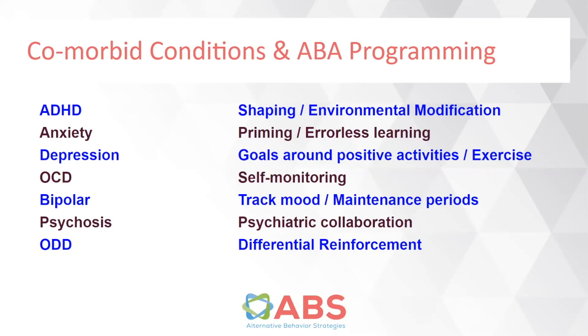Just really quick, I had thought through some of the ABA programming techniques that might be helpful if we have comorbid conditions. For example, if we have someone with ADHD, we found it's helpful to think about shaping, because you might want to help someone move through learning a series of tasks in a way that allows them to practice and maintain attention over time. And you're really also looking at environmental modification, right?